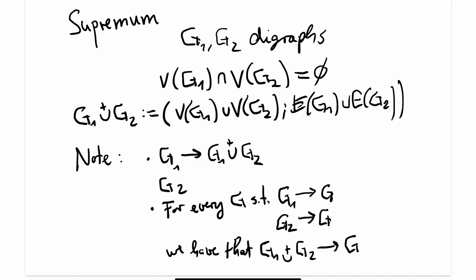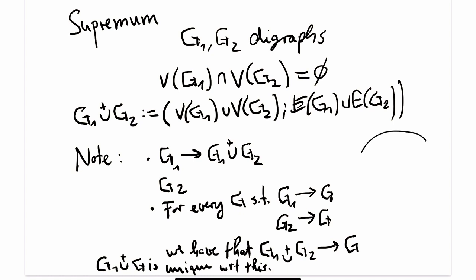So G1 union G2 is the smallest upper bound, or a smallest upper bound, and it's actually easy to prove that it's unique with this property. Unique up to homomorphic equivalence. So G1 union G2 is unique with respect to these properties.